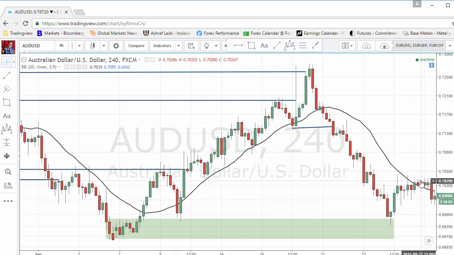So a little bit more ranging, and now price is picking up downside momentum again. Very large candle. It is engulfing all the previous candles.